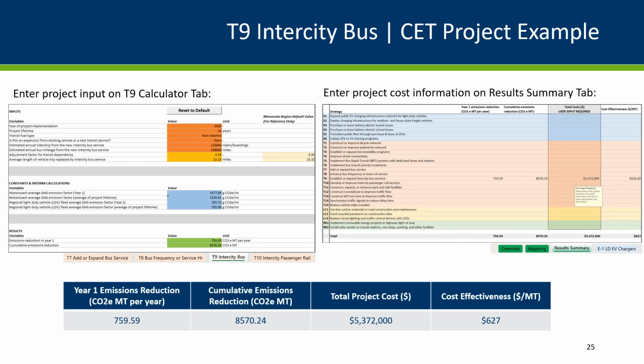Here we can see all of our inputs put into the orange part of the calculator, and in the green section, the emission reductions are calculated in metric tons of CO2. For this project, we have a reduction of around 8,500 metric tons, leading to a cost effectiveness of $627 per metric ton. This is all shown in this project cost tool under the Results Summary tab.